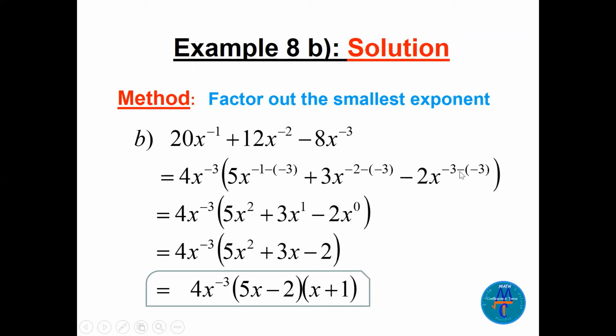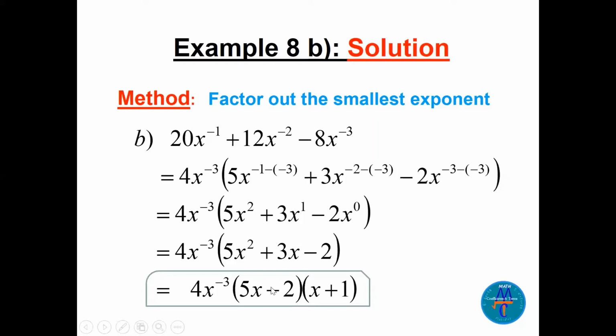Minus 3, minus minus 3 plus 3, so x power 0, which is 1 here. So now I have 5x squared plus 3x minus 2. Well, this is a trinomial, 3 terms. That's in lecture 11. I can factor it.